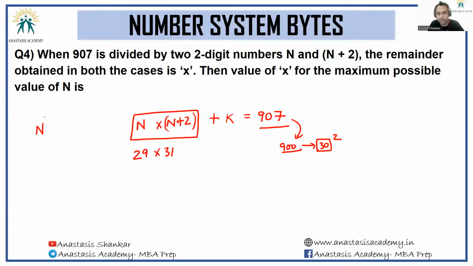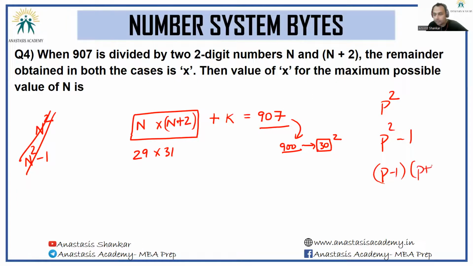Let's say you have a perfect square, p square. P square minus 1 will be equal to p minus 1 and p plus 1. Numbers that differ by 2, which is what we wanted here. So once we've identified 30 square, one number under that, we get 899. So it is 29 into 31. This is the largest possible value of n.